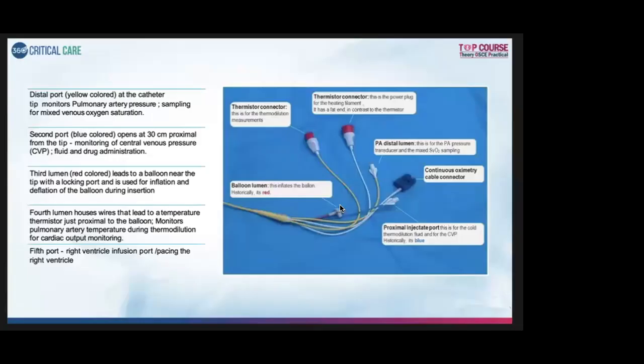Okay. And the third lumen, which is the red colored one, leads to a balloon near the tip with a locking port, and it is used for inflation and deflation of the balloon during insertion. The fourth lumen houses wires for the thermistors to check the temperature of the injectate and measure the thermodilution for cardiac output monitoring. Okay. A fifth port may not be seen in some of the pulmonary artery catheters. It is mainly a right ventricular infusion port, and it can also be used for pacing.